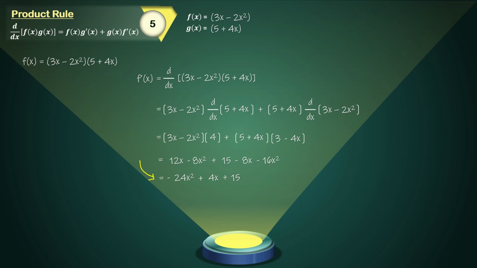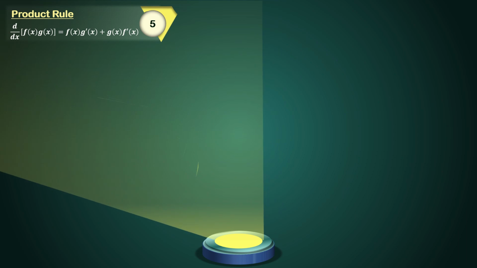Last example, find the derivative of the product of x plus 1 and 1 over x minus 1. Before finding the derivative, we can rewrite 1 over x as x raised to negative 1. Then, the first function is x plus 1. And the second function is x raised to negative 1 minus 1.